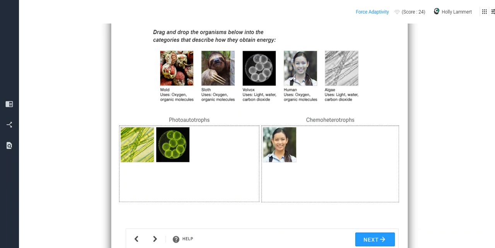Humans are chemoautotrophs, sloths use oxygen, and organic molecules, and mold. What do we think about mold? Remember what we talked about in our live lesson on Friday. Mold is a fungus, and it's actually closer to animals than it is to bacteria. So it is a chemoheterotroph. It breaks down organic molecules, like your bread if you leave it out too long.